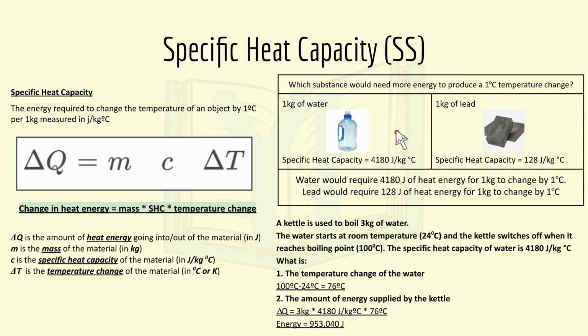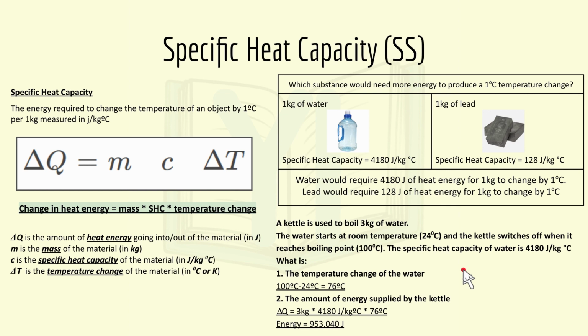So here's which substance would need more energy to produce 1 degree Celsius of temperature change. So we have 1 kg of water and 1 kg of lead. But the specific heat capacity, you can see there's a huge difference. The water is 4,180 and for lead is 128. That means that from this equation, water will require 4,180 joules of heat energy and lead will require 128 joules of heat energy. So the higher the specific heat capacity, the more energy it requires to change it by 1 degree Celsius.